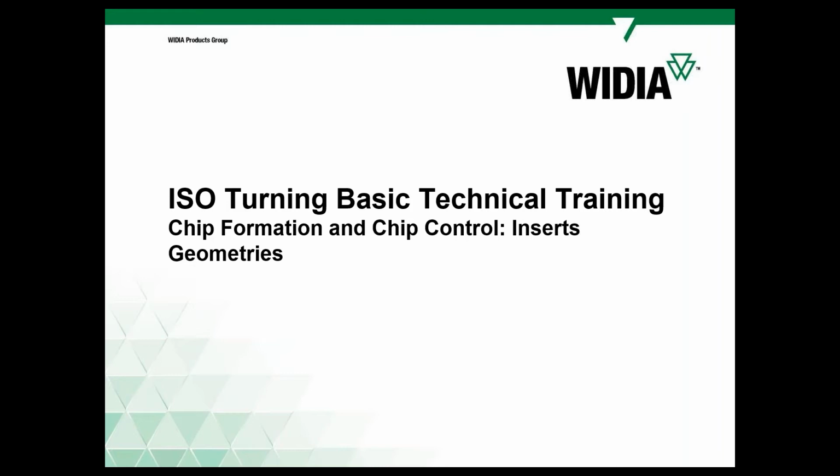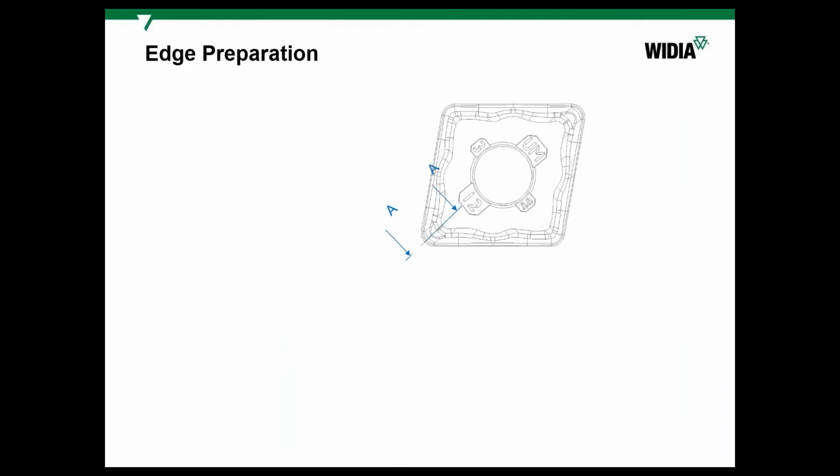Also, for sure, we have other turning grades like super hard grades, cubic boron nitride, ceramics, polycrystalline diamond, and we can also make a diamond coating. But let's go closer to the geometry. Not only grades influence the productivity and efficiency of the turning process. Also, it's the cutting edge.